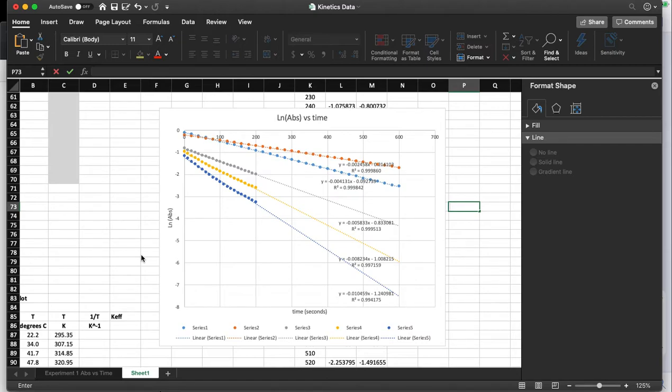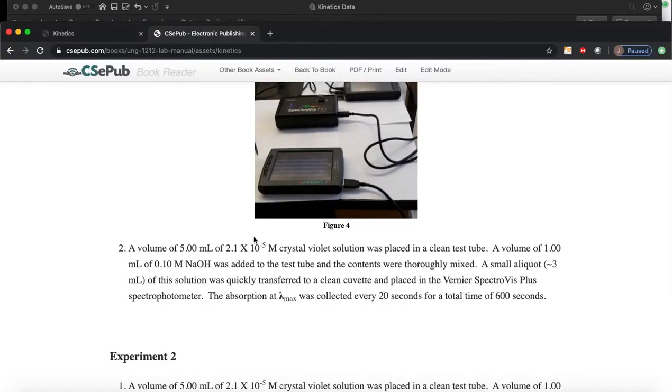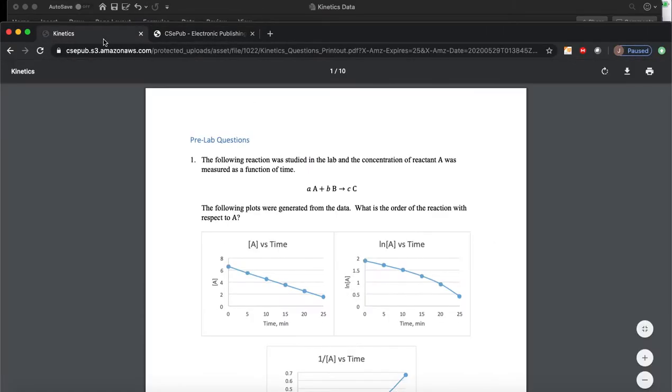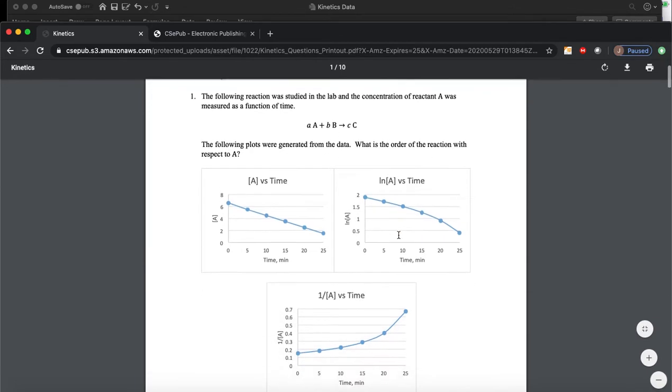We actually have to do a little more legwork to figure out what's going on with this one. For this particular portion of the lab, I've tried to segment things, so if you look at what you have on your CSE Pub assignments and reading, I have a couple of things up here. This is the Kinetics questions printout. If you go to that link in D2L, you can see this exact PDF.